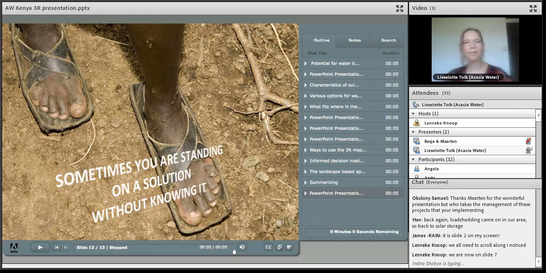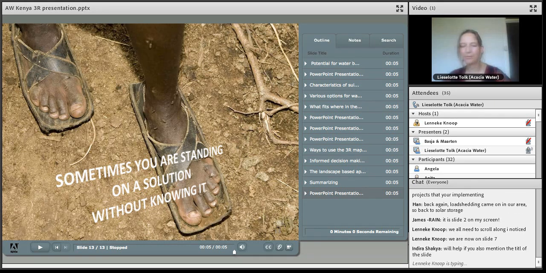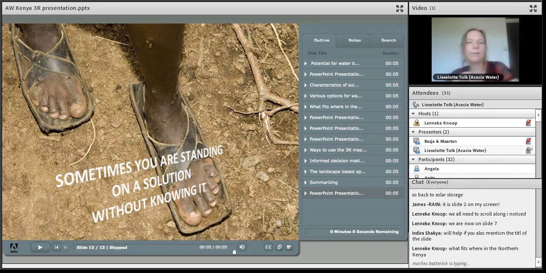No problem. So the slide we are now at is the slide which says what fits where in northern Kenya. And actually that should pop up some indications to make it even more complicated. So maybe it works if you put on the next, but maybe not. I will tell you what you see here. You see here the map, which is the end result of this project, indicating all the different zones with different potential for 3R interventions, and highlighting some of those areas.